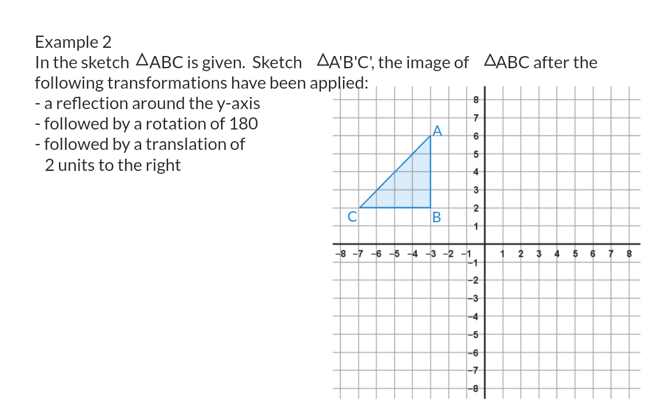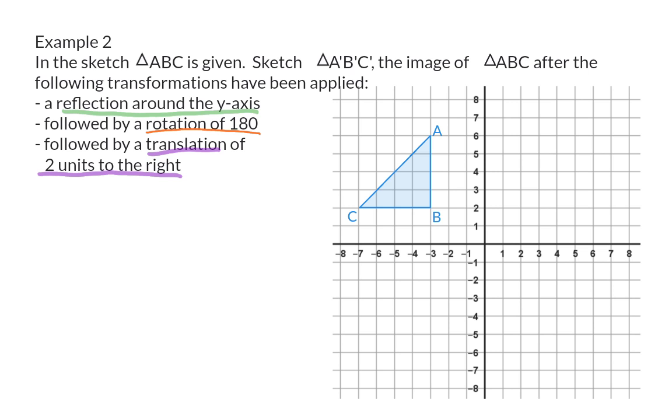Example 2. In the sketch, triangle ABC is given. Sketch A'B'C', the image of triangle ABC, after the following transformations have been applied. And here we have 3 transformations. Firstly, a reflection around the x-axis, then a rotation of 180 degrees, and finally a translation of 2 units to the right.